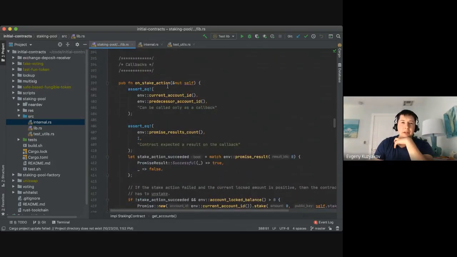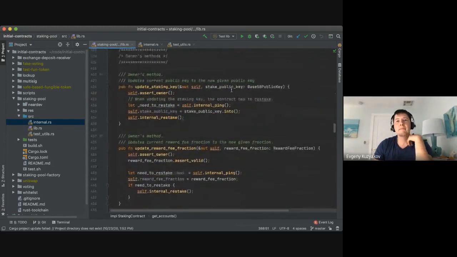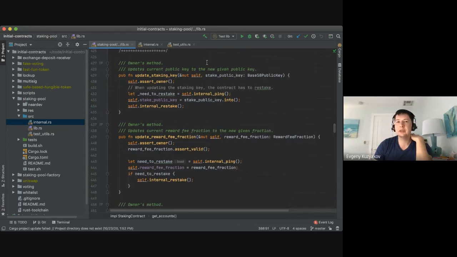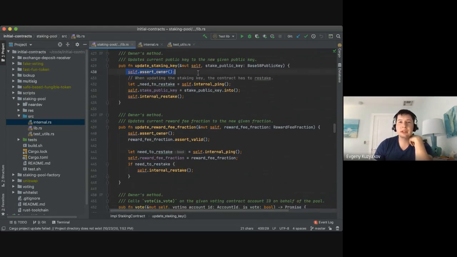And finally, this is a callback that we will probably skip for now. And there's a bunch of owner methods. So an owner method is a method that can only be called by the owner. So the owner can update the staking pool key, let's say they have a different node and need to use a different key. So all these methods first check that only the owner can call it.